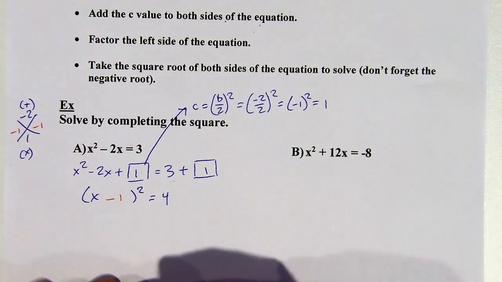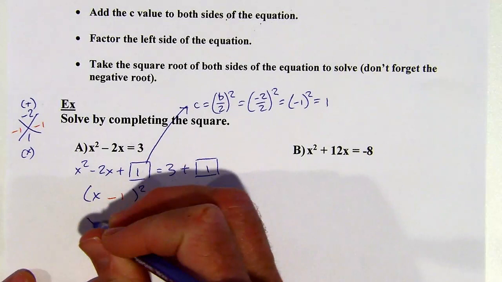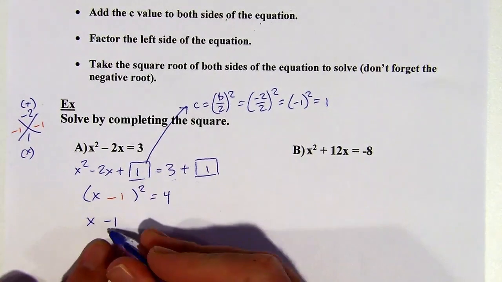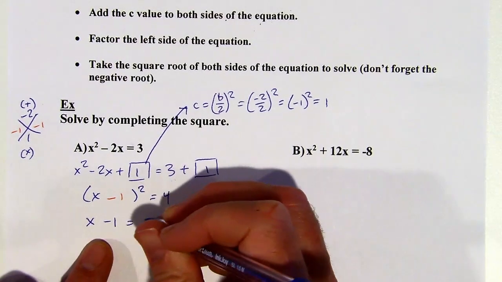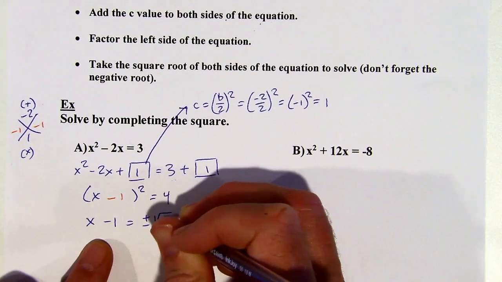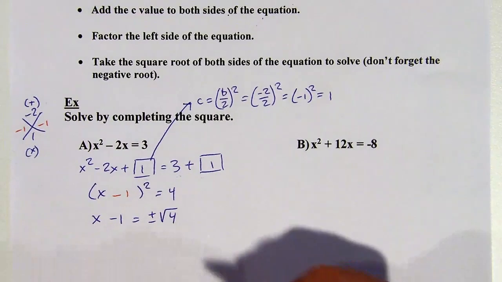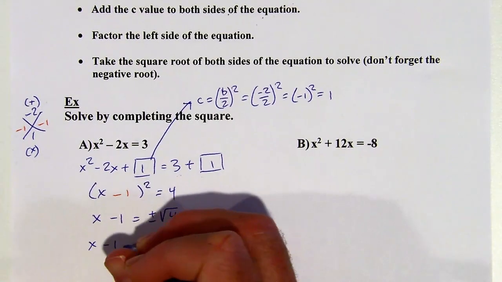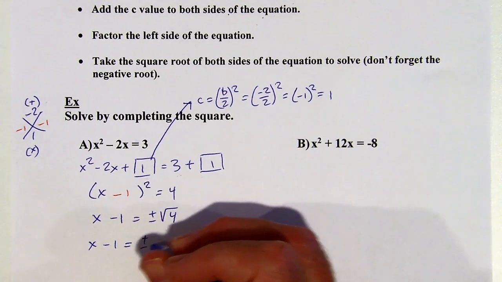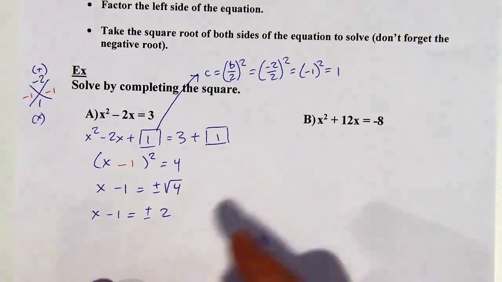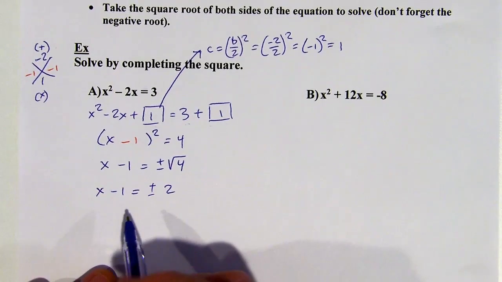Then I can use square roots. Okay? So when I take the square root of both sides of the equation, the left side's just going to be x minus 1. Don't forget you got a positive and negative root of 4 on the other side though. Okay? So I've got plus or minus 2 then, because the square root of 4 is 2.